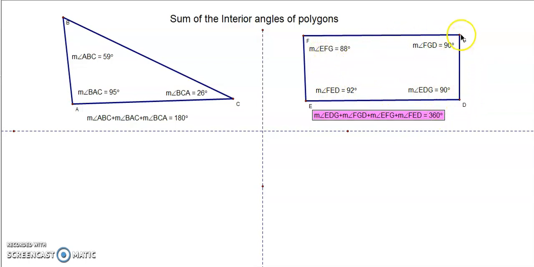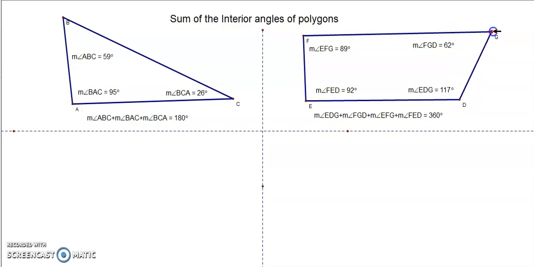Now I can change the angles, and the sum is still 360. I can make it any quadrilateral. So you see, as this angle gets smaller, this one gets bigger, so the sum stays the same. So for any quadrilateral, the sum will always be 360.